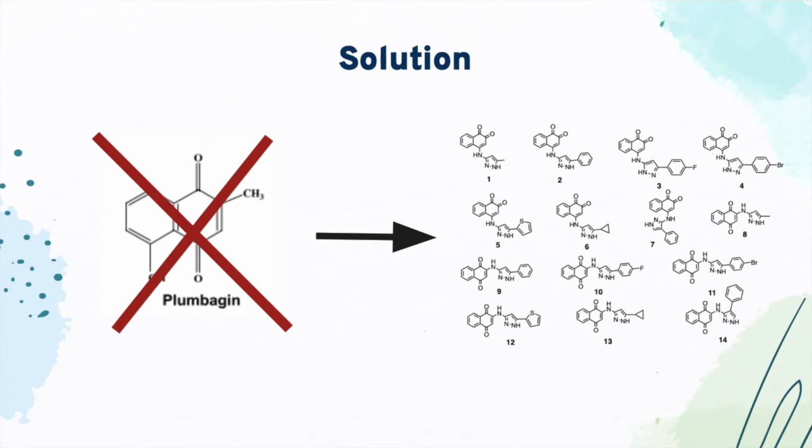We'll test this by comparing their effects on the JAK-STAT pathway. Plumbagan is a known inhibitor of this pathway, and thus we can compare the inhibition of our analogs to that of plumbagan on U266 cells.